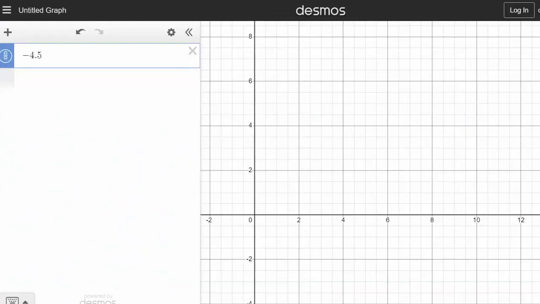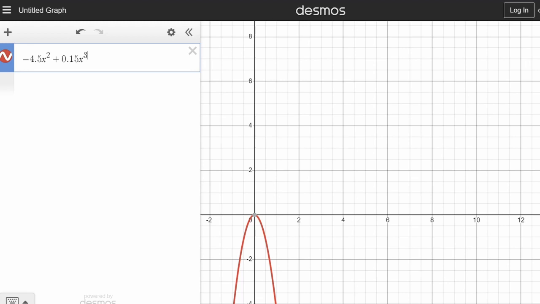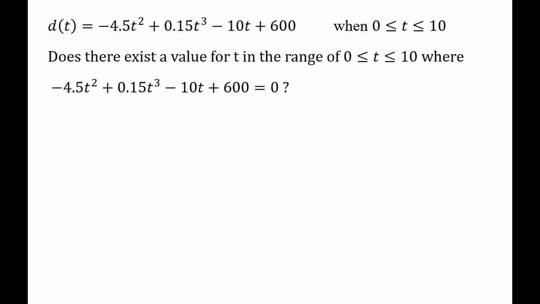You might be tempted to fire up your TI calculator and go into graph mode, or open up a new tab in Desmos for graphing. However, no graphing tools are required here. We shall find the roots of this cubic polynomial algebraically. So I will start by introducing a new function, f(t), which equals negative 4.5t squared minus 10t plus 600. This might seem a bit of an unconventional way to find the roots of the cubic polynomial that we have, but just go with it for now.